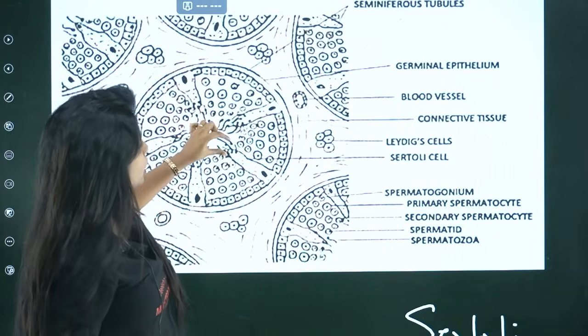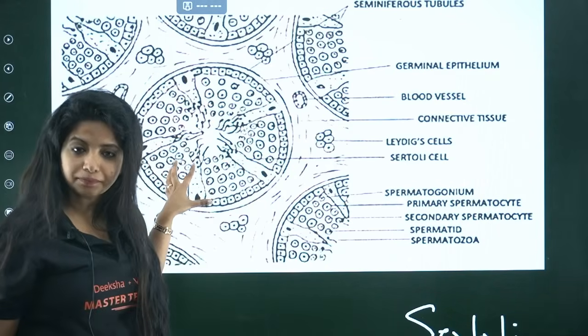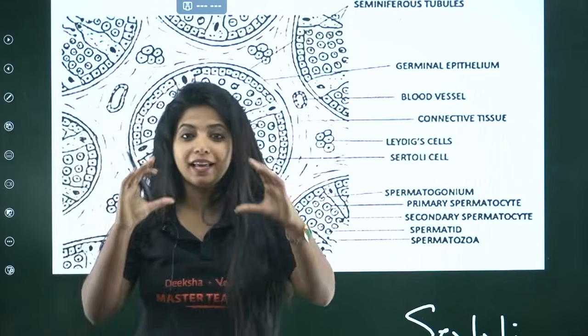And in between you also have the Sertoli cells, which is why it gives a round thing. Okay, so suppose you're looking like this, a pipe.